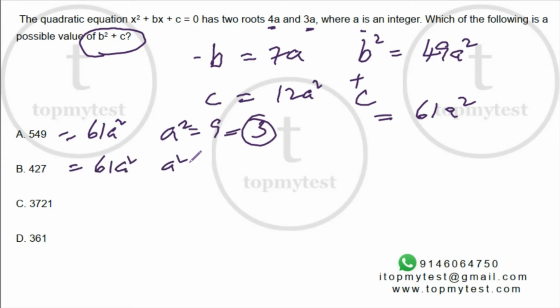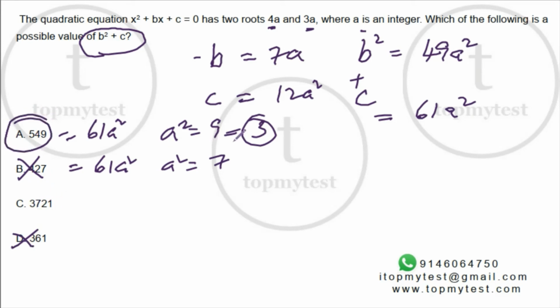If I put this here, equal to 61a², a² will be equal to 7. But then a will not be an integer anymore. So this is not possible. Right. Similarly for this, this is not a multiple of 61. This is out. Even if this is a multiple of 61, I've already gotten an answer.